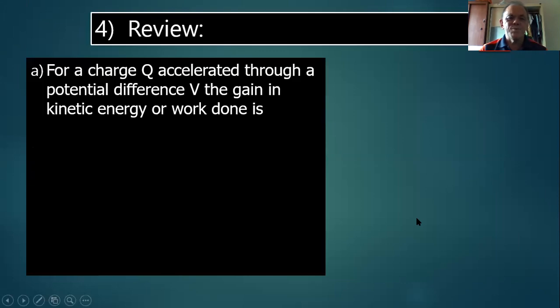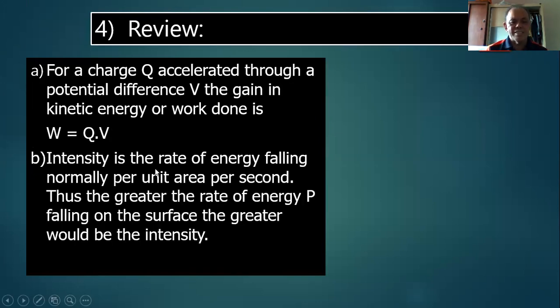Right? Some of the things that we will be using again, right? Where we have a charge accelerated to a potential difference of V. Right? The gain in kinetic energy of the work done is QV. Right? That's the definition of potential difference. Work done divided by charge. Then intensity is the rate of energy falling normally per unit area per second. Same, your AS work.